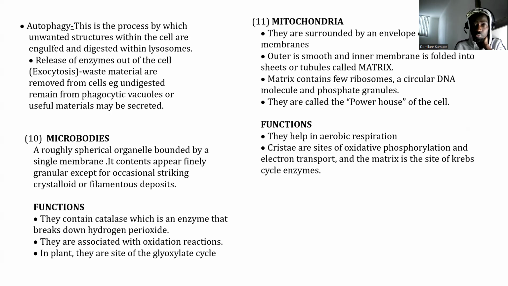The next one is mitochondria. They are surrounded by an envelope of two membranes. The outer is smooth, and the inner membrane is folded into sheets or tubules called cristae. The matrix contains a few ribosomes, a circular DNA molecule, and phosphate granules. That's the matrix, what it contains.